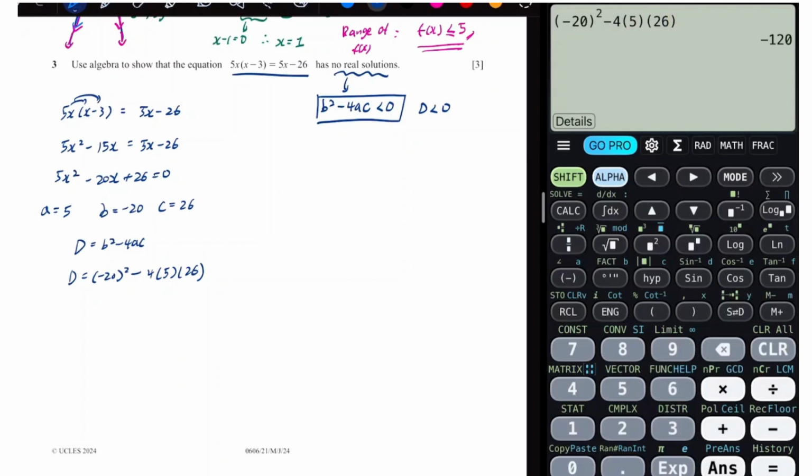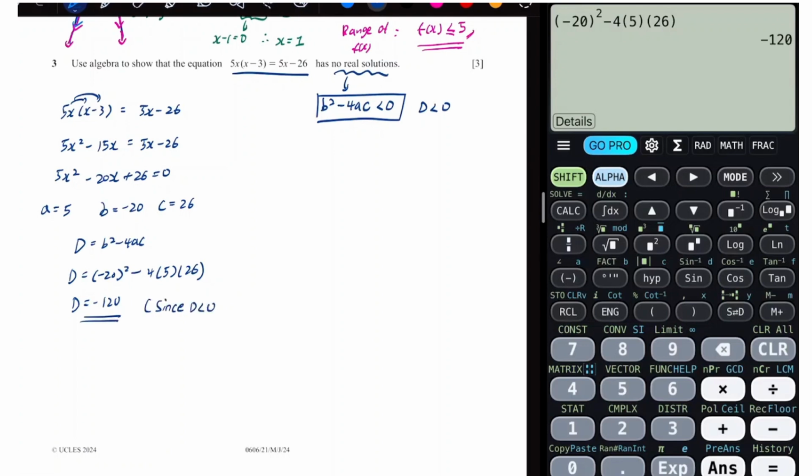So easy to use. So D will be negative 120. So this is clearly the evidence. Since D is less than 0, therefore there is no real roots or solutions. Okay, no real solutions.